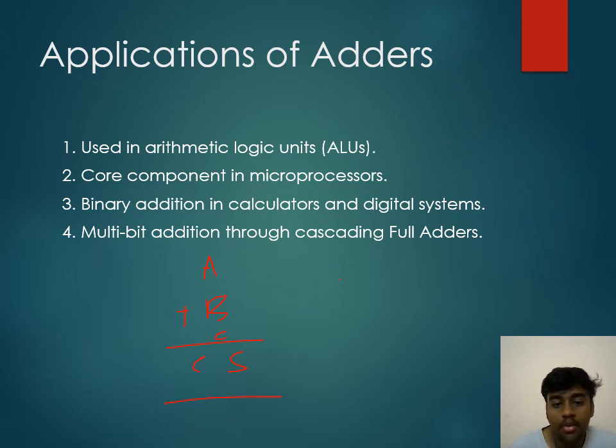But when you want to add something like AB as a two-bit binary number and CD as another two-bit binary number, it's possible using the full adders. Cascading full adders is nothing but you place two or three or four of them and give the output of one of them as input to the other one, or do some logical expressions, and you get the output, which would be the addition of multi-bit numbers.